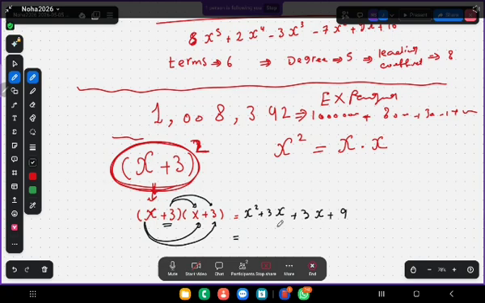What is the like terms? It is a term that has the same variable and the same power, right? Yeah. Which is 3x and 3x.